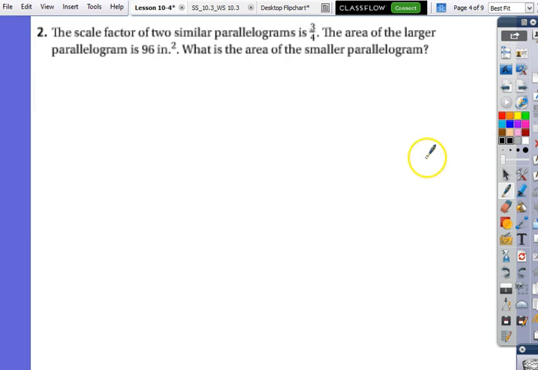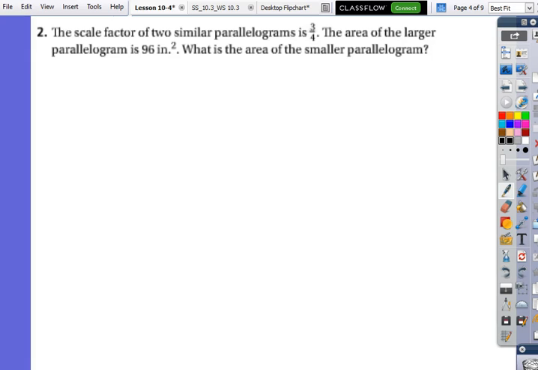All right. The scale factor is the same thing as the similarity ratio. The scale factor of two similar parallelograms is 3 to 4. The area of the larger parallelogram is 96. What's the area of the smaller? See if you can work that one out real quick. So I'm wanting to find the area of the smaller parallelogram.